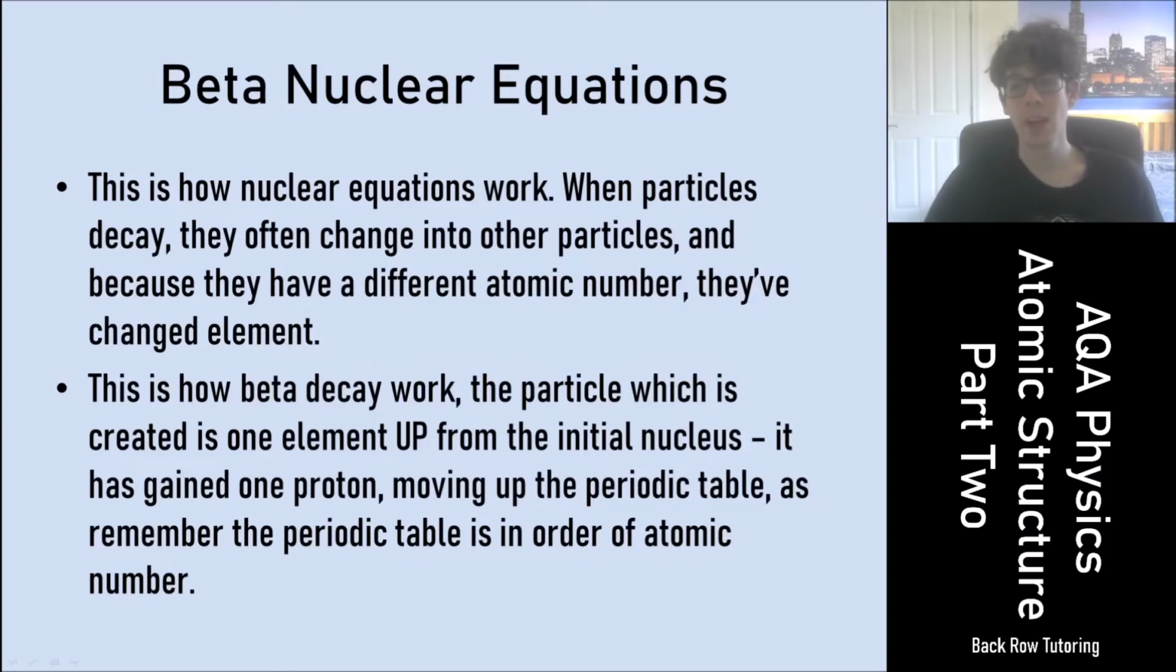This is how nuclear equations work. When particles decay, they often change into other particles, and because they have a different atomic number, they've changed element. This is how beta decay works. The particle which is created is 1 element up from the initial nucleus. It has gained 1 proton, moving up the periodic table. As remember, the periodic table is in order of atomic number.